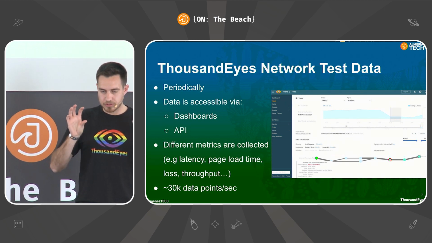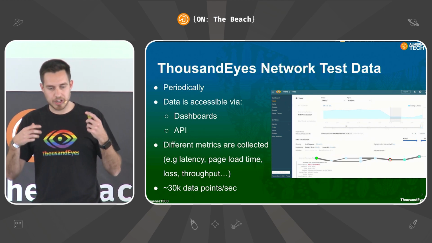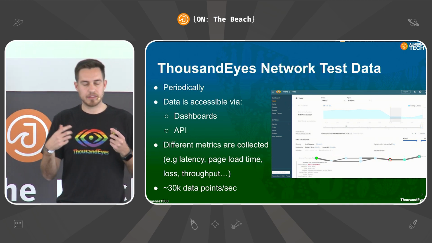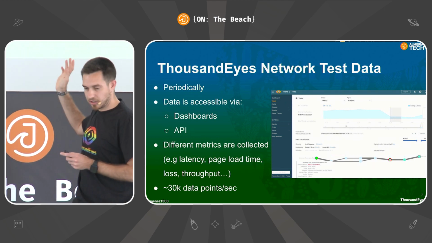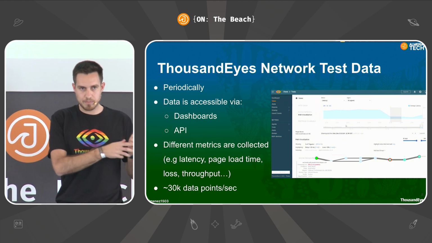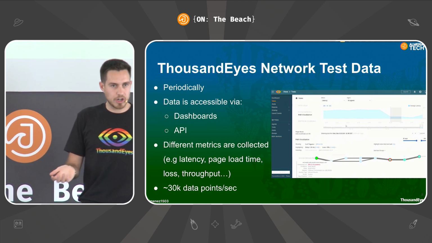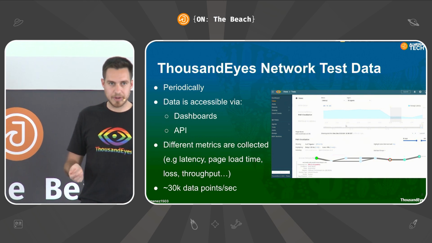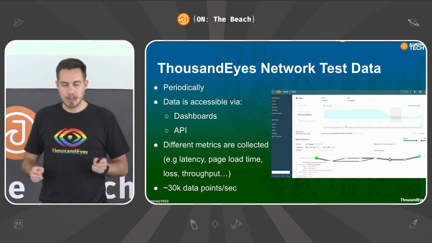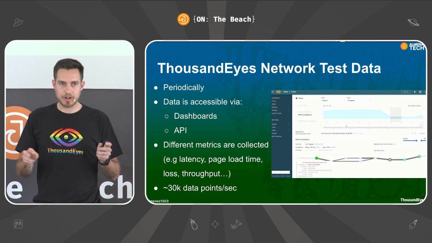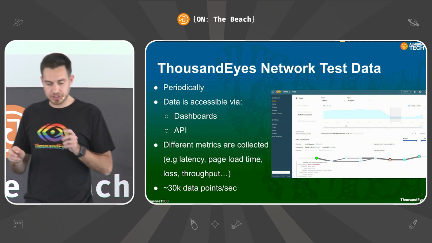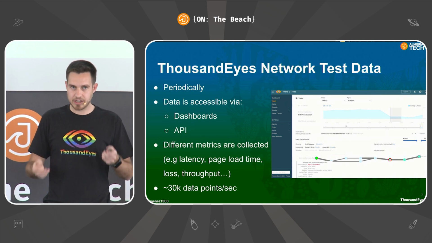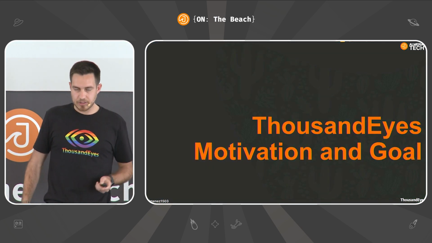This is a ThousandEyes network test, and here what we are doing is running periodically those tests, and the data is accessible through two places, through the dashboard as you have seen here, and also through an API. The data that we are collecting varies from latency, page load, loss, throughput, and many other metrics that we gather. And just to give you a rough estimation, we have around 30K data points per second, which might sound not that much, but if you think how big is that data, it is huge.